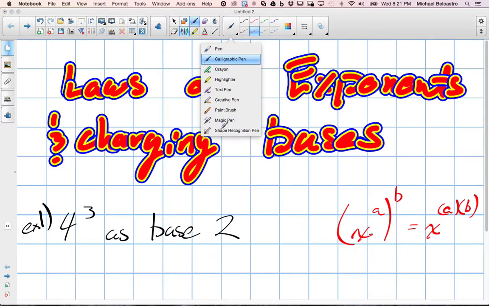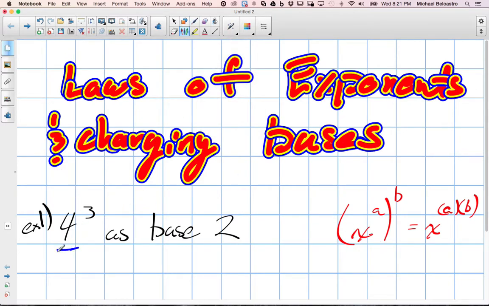That rule comes in handy here because they're asking us to write 4 to the power of 3 as a base of 2. I could evaluate this, and it becomes a relatively large number, maybe like 64, and then I've got to figure out what 2 is to 64. That is one way to do it. Another way we could do it is using substitution.